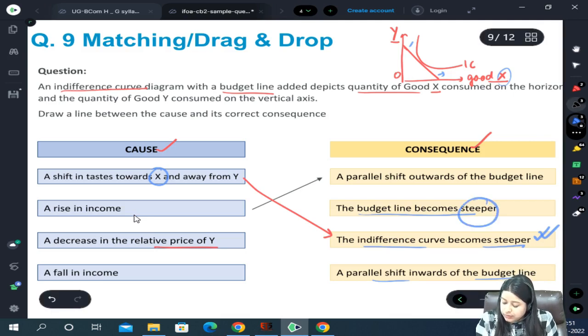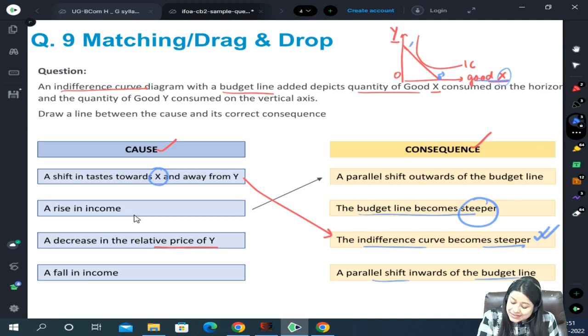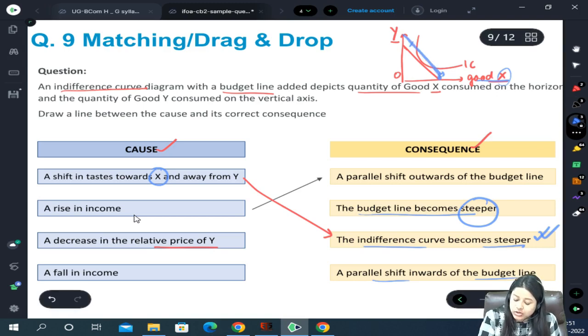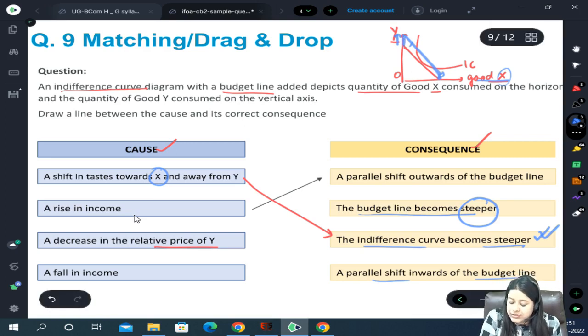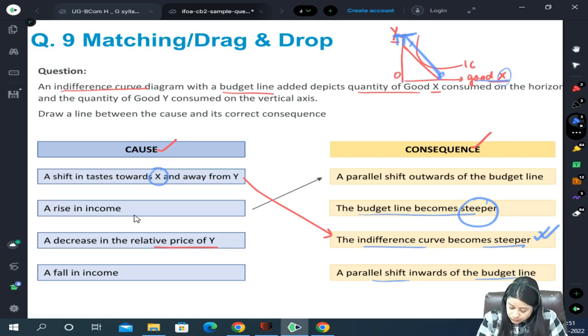Correct. It will become steep, because X remains the same. This point will be the same. From here it should be increasing. Relative price is decreasing, so it will look like this. You can consume more of Y. Clear? At the same level of income, you can consume more of Y. When you are consuming 0 units of X, you can consume more of Y. Okay, so it will become steeper.